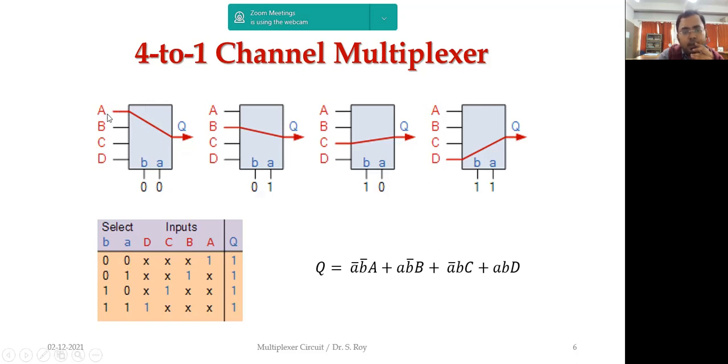Now, once small a and small b, both the select lines, equal 0 0, which input is connected? From this diagram, we can observe that A is connected. So we can put don't care conditions for the rest of the inputs, that is capital D, capital C, capital B, because those inputs are not at all connected with the output. So whatever the conditions of A, if A equals 1, we will get 1 in the output section.